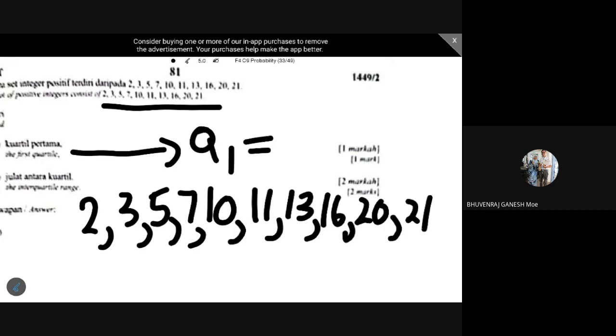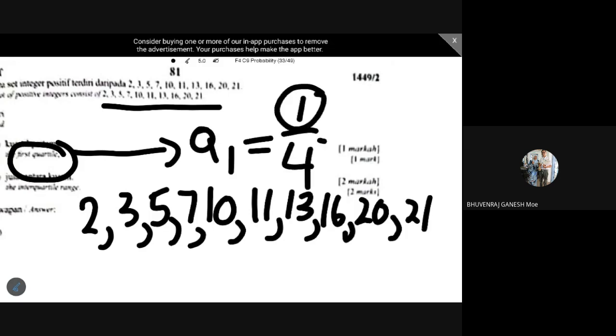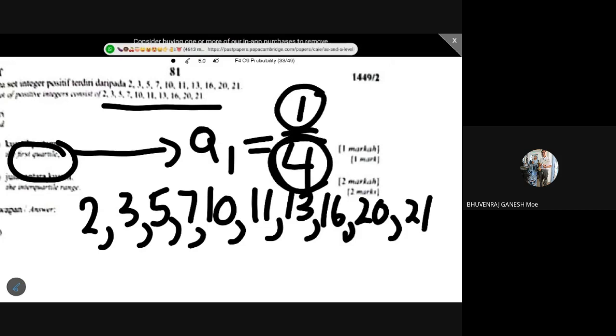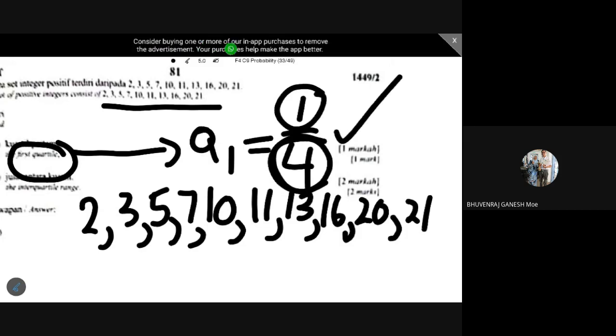From this word, you can actually know the value. First quartile. Quartile means how many? What is the total quartile? Qua, the first prefix. Yes, very good, 1/4. First is 1. Quartile means 4 parts. That's why it's 1/4.